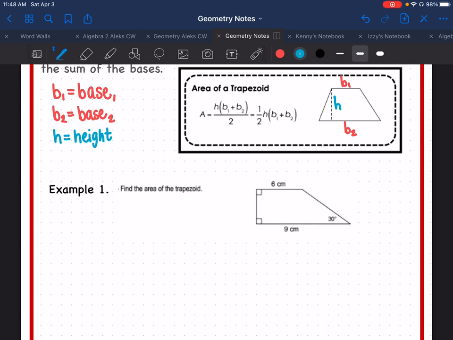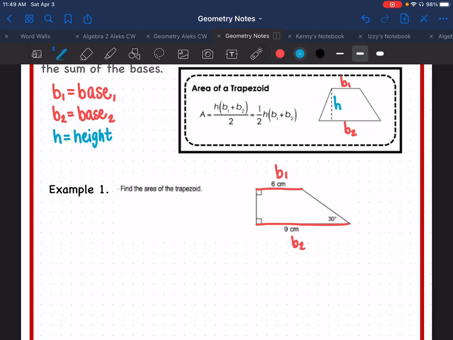We're going to start by labeling our base 1 and base 2, and then our height. So I'm going to come in here and say this line here has to be base 1, and then this side here will be base 2. Now I can interchange them, that's perfectly fine, but one of them is base 1 and one of them is base 2 because these are the two parallel sides of my trapezoid.